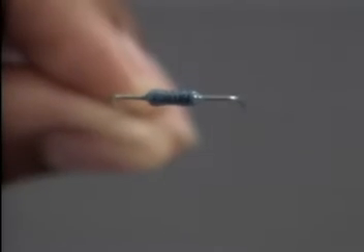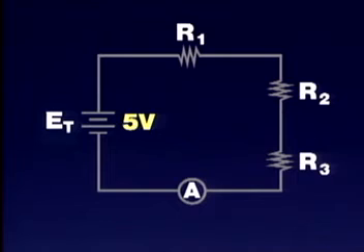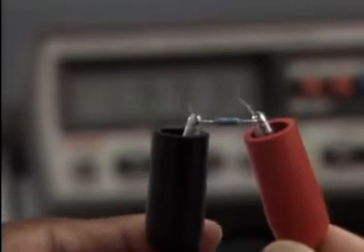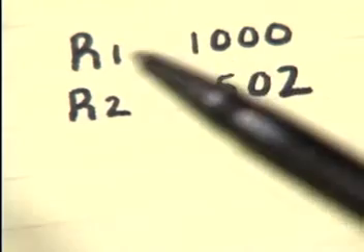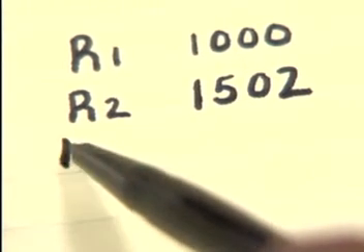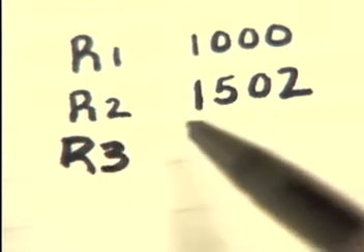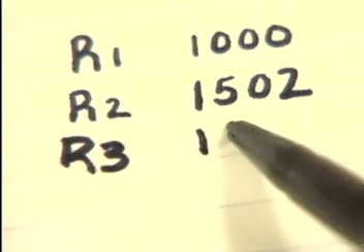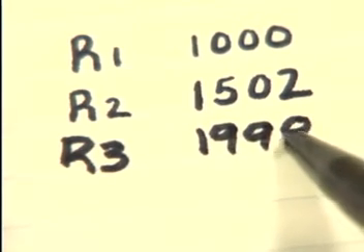Going back to our circuit, you can now add this third resistor rated at 2,000 ohms. Looking at the schematic, you'll add it in series with the first two resistors. Again, first check the resistor with the ohmmeter. It's reading 1,998 ohms, which is within a 1% tolerance. On a new chart, copy your total voltage reading, 5 volts, and your R1 and R2 readings of 1,000 and 1,502 ohms respectively. Also, record 1,998 ohms for R3.